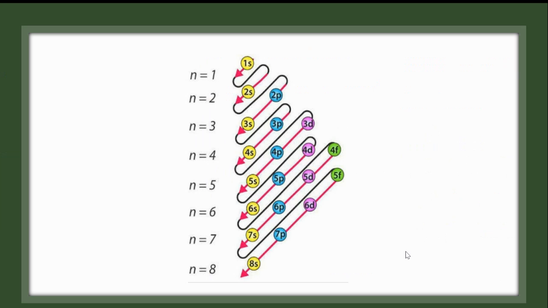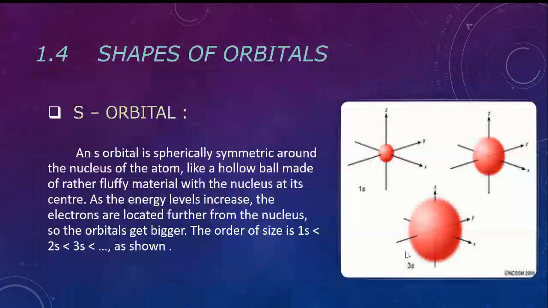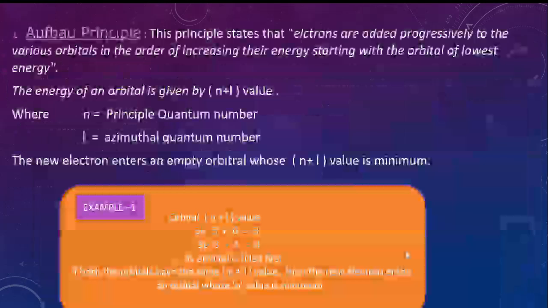Now we'll move to the next slide. How to write the electronic configuration of the elements up to atomic number 30. In the previous video clips, we have seen how to write the electronic configuration.